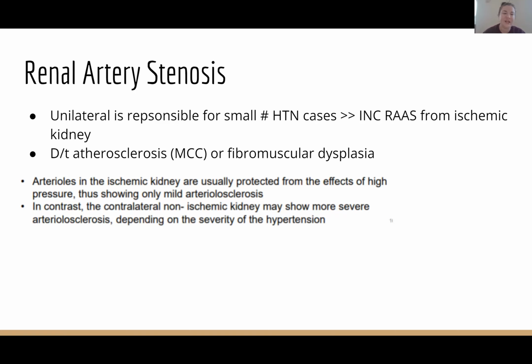And then I just included this: arteries in the ischemic kidney are usually protected from the high pressure because, you know, you're going to shift it at that point. So now you're kind of protected from the shearing stress, versus the contralateral kidney that doesn't have the sclerosis. You're getting more of the stress because you're taking more of the insults.